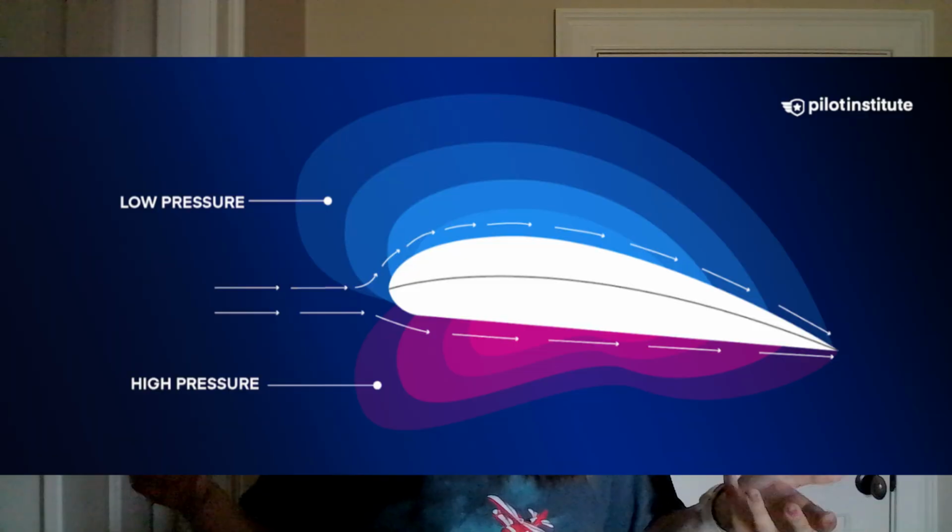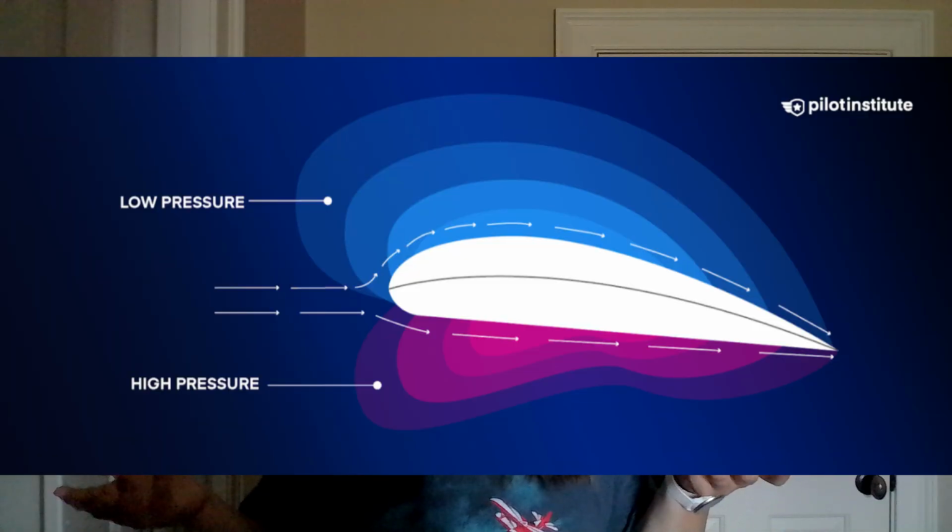So, on top of your wing, you have low pressure. And on top of your wing, your air moves very, very fast. And that's because of the camber, because air flows faster over a curved surface opposed to a straight one. Underneath your wing, you have high pressure. High pressure, slow air. Seems kind of backwards if you think about it, but it's how the world works.